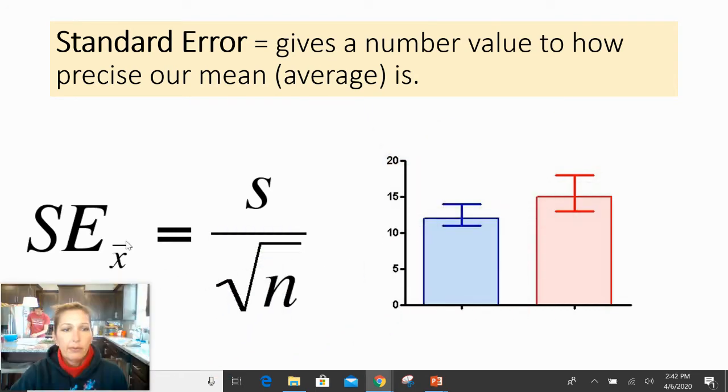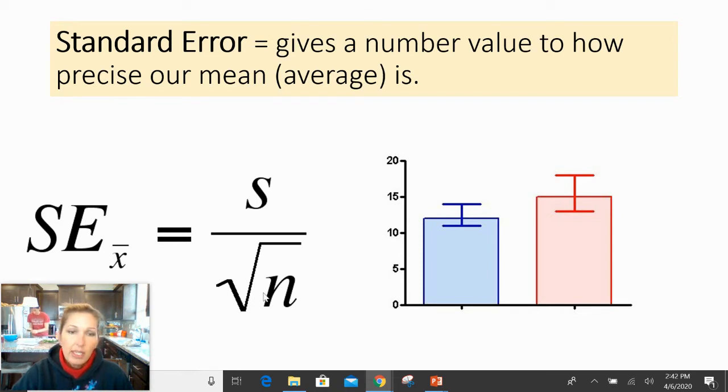So let's take a look first at one of the concepts that you need to be familiar with. I need you guys to just know what standard error is. Standard error gives a number value to how precise our mean is, how precise our average is. This is an equation that is given to you. So this stands for your standard error of the mean. And this S is your standard deviation, which College Board is not going to ask you to calculate because it's an obnoxious calculation and takes too long. But you do need to know what standard error represents.